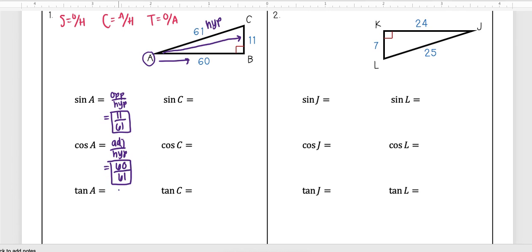And then tangent of A, I know for my TOA part, that's opposite over adjacent. And so I know my adjacent side is that side right next to it. That's not the hypotenuse, so that's 60 over my opposite, which is 11.